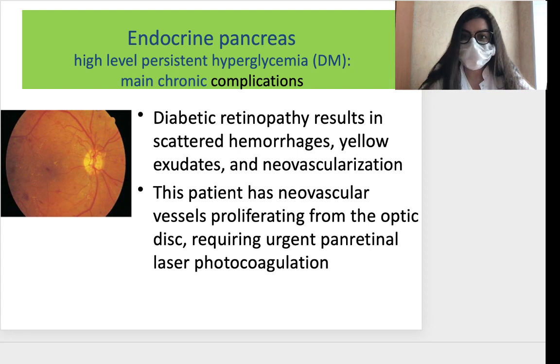Okay, what about retinopathy? Diabetic retinopathy results in scattered hemorrhages, yellow exudate, and neovascularization. The patient in this picture has neovascular vessels proliferating from the optic disc, which requires urgent panretinal laser photocoagulation. According to the presence of proliferation, we can divide diabetic retinopathy into non-proliferative and proliferative.